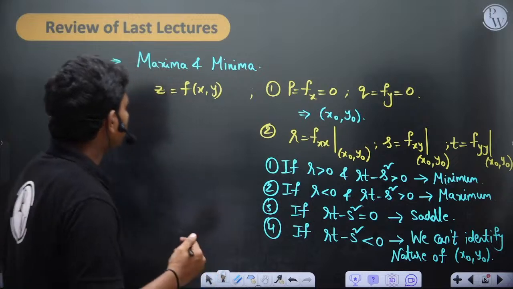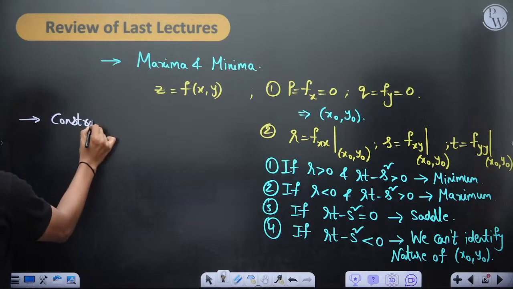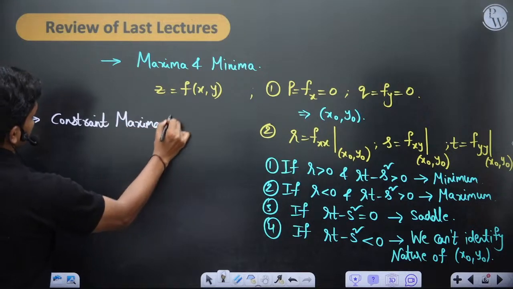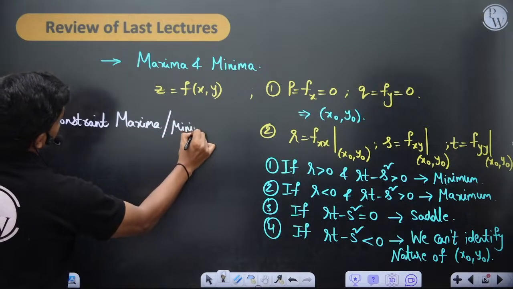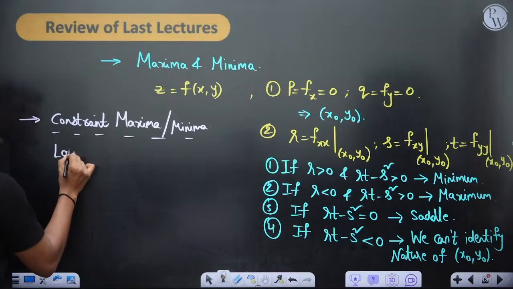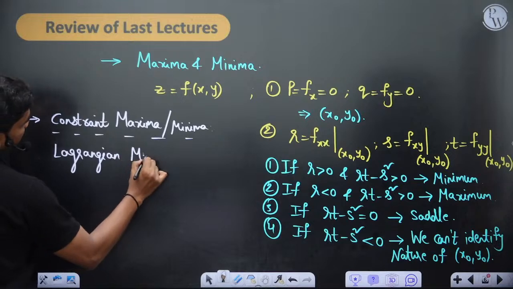Then we have also seen the constrained maxima and minima concept, which is called the method of Lagrangian multipliers.